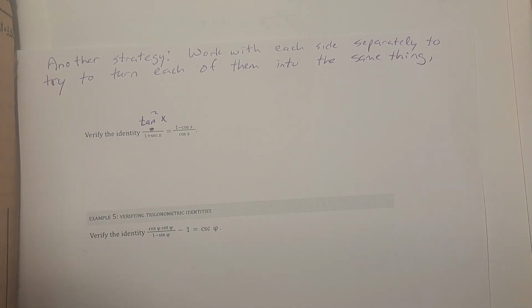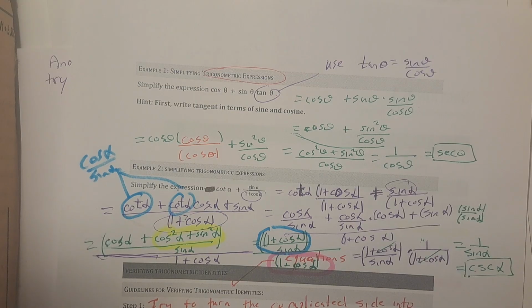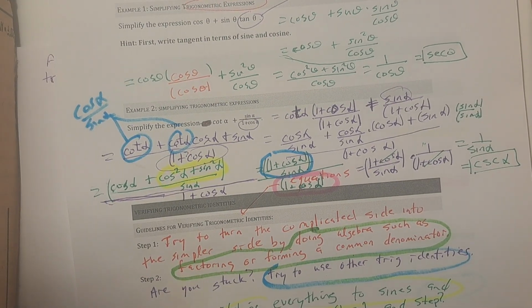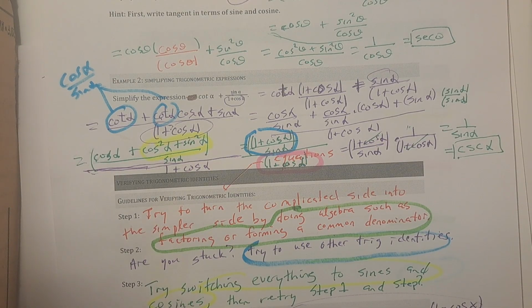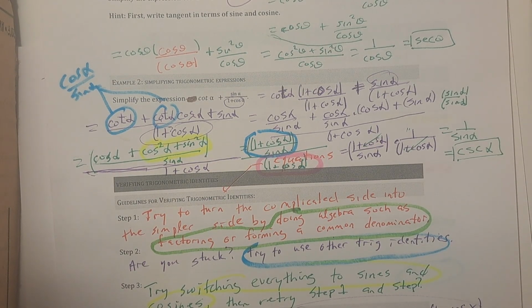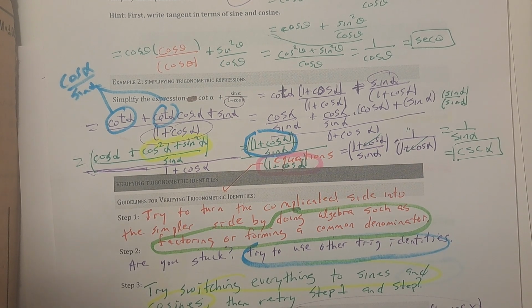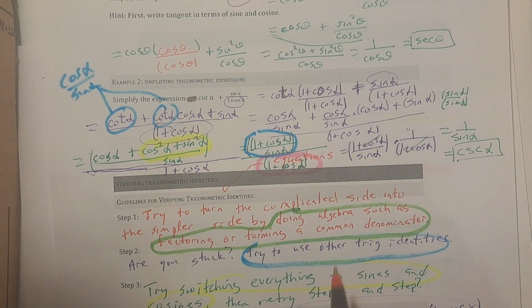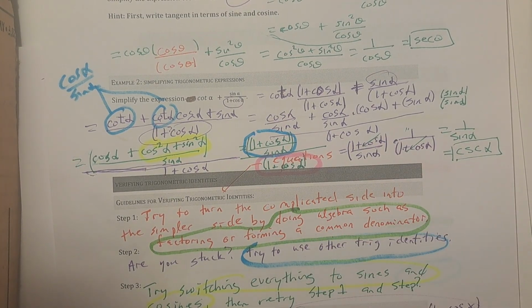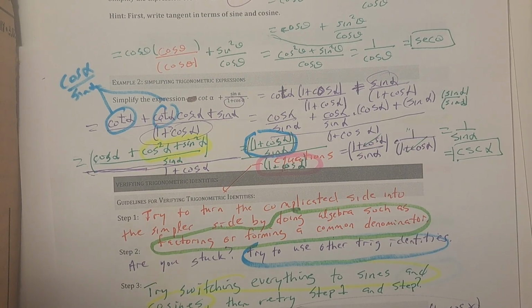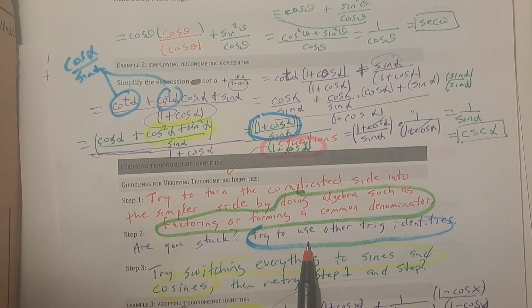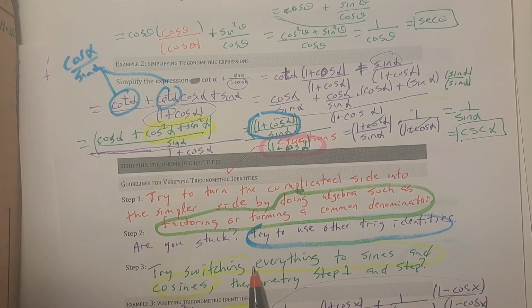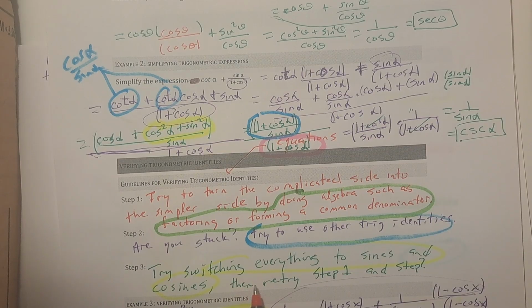The strategy for each of those things is very similar. And we had this three-step process for trying to verify a trig identity. You can try to turn the complicated side into the simpler looking side if you're given both sides, which you'd have to be if you're doing an identity. And the way you go about that is factoring or forming a common denominator. If you're still stuck, you can try to use a different trig identity. And if that doesn't work, you can try switching everything to sines and cosines.